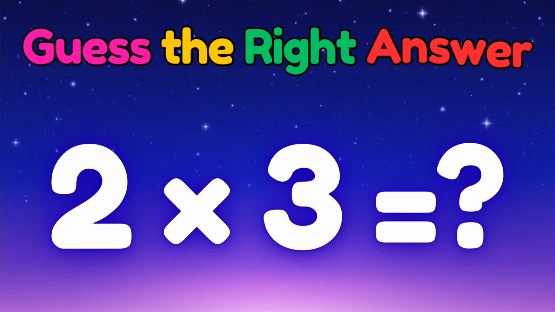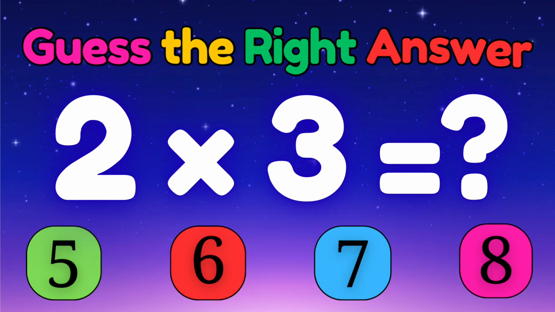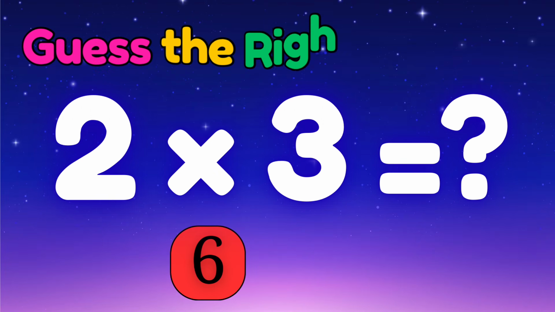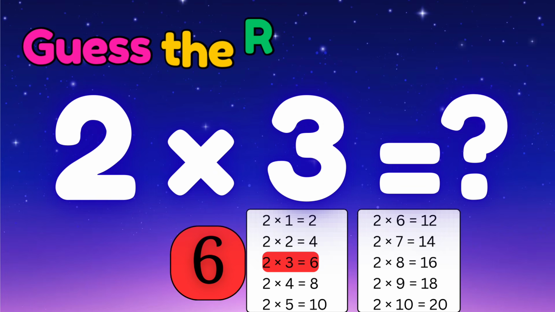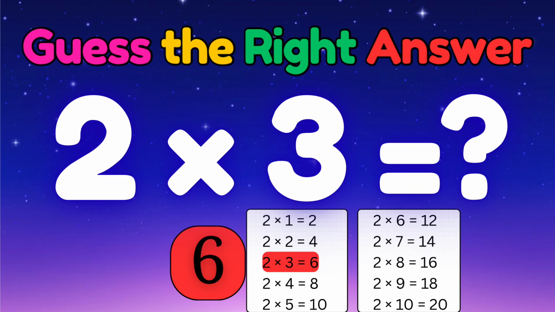Here's your first question. What is 2 times 3? Let's check the options. Is it 5 or 6 or 7 or maybe 8? Think carefully. The correct answer is 6. Great start. 2 times 3 equals 6.